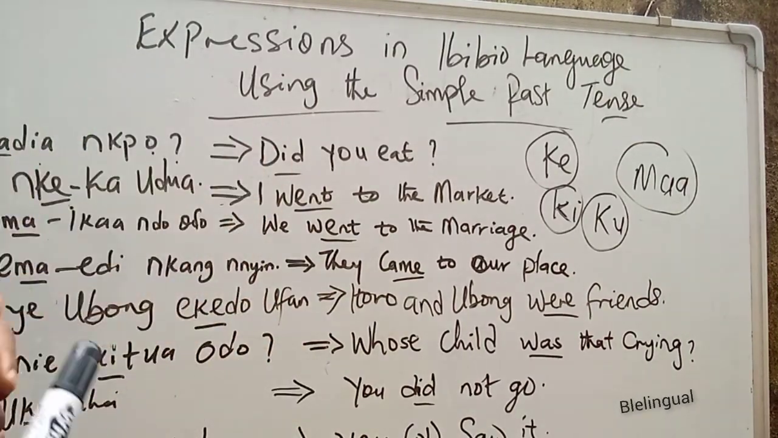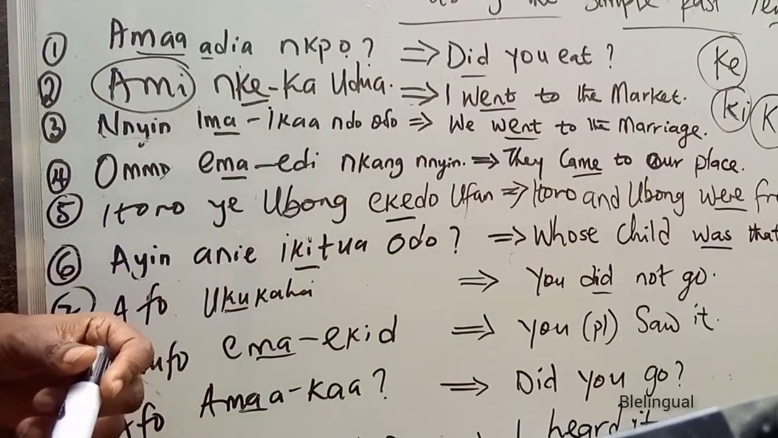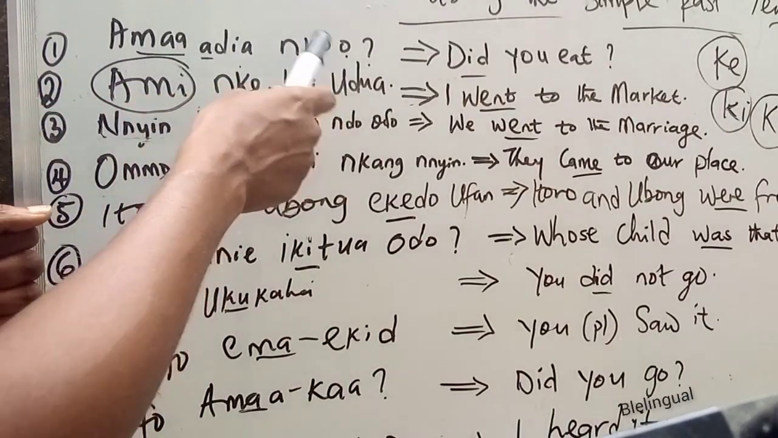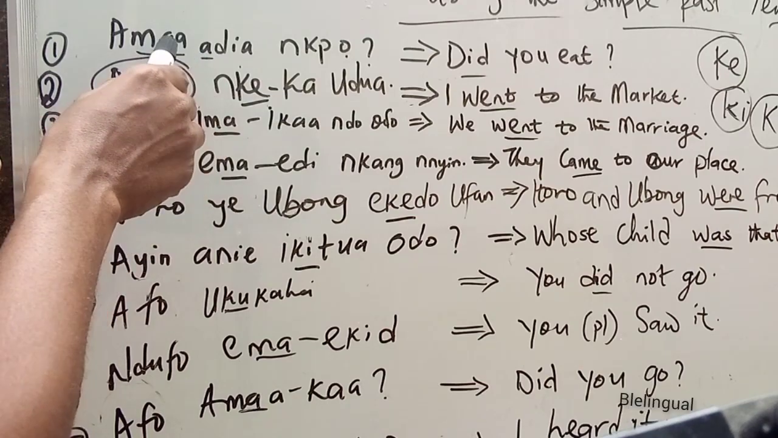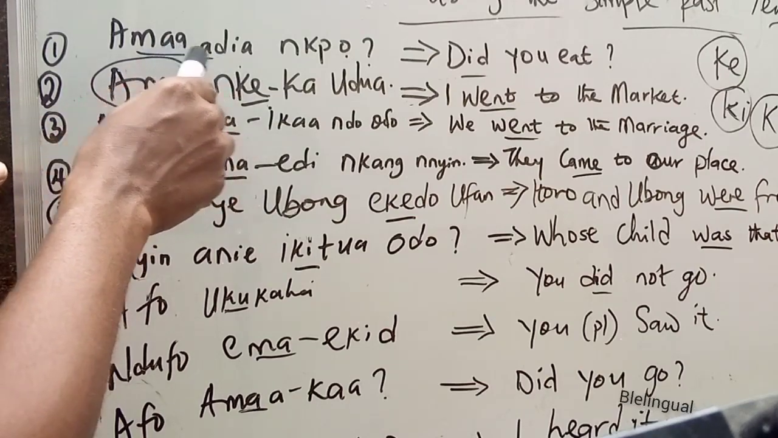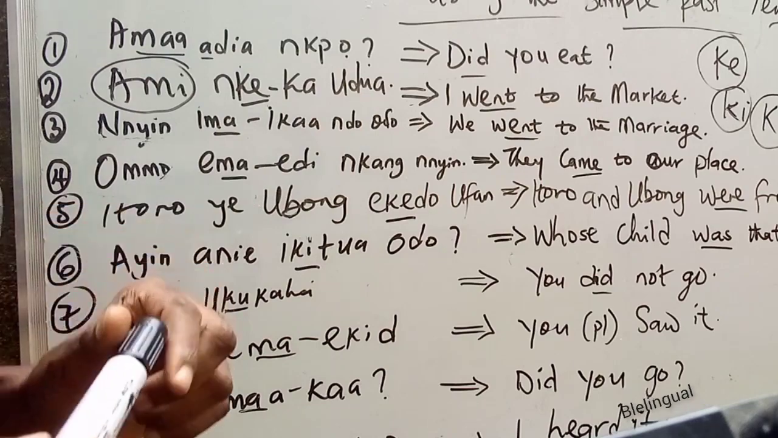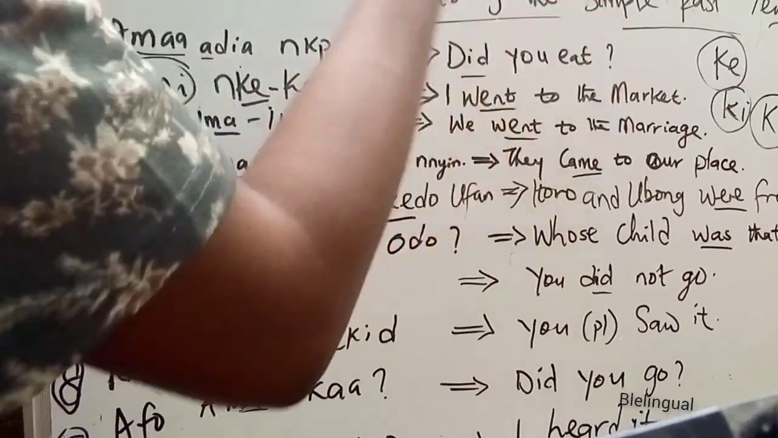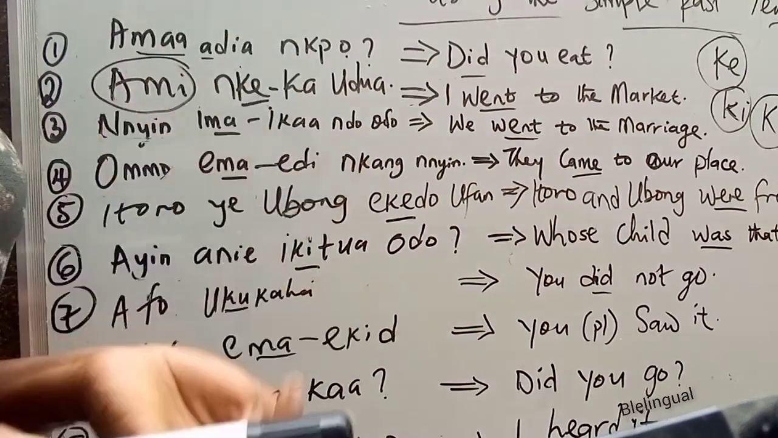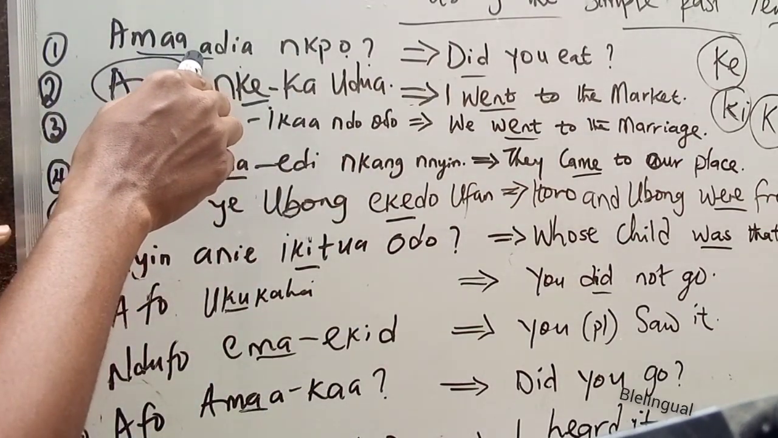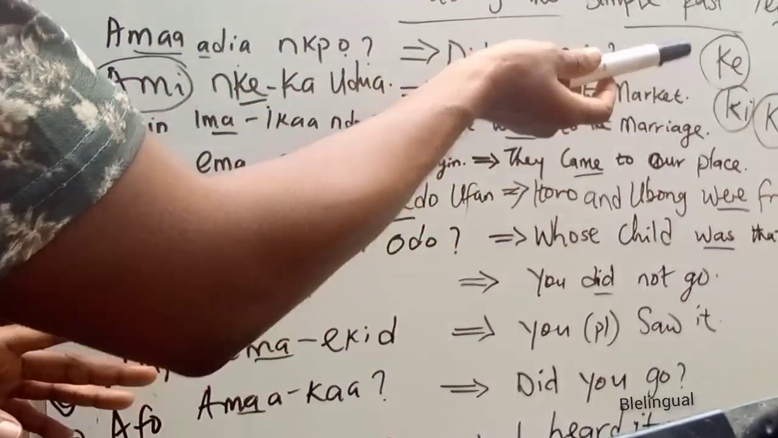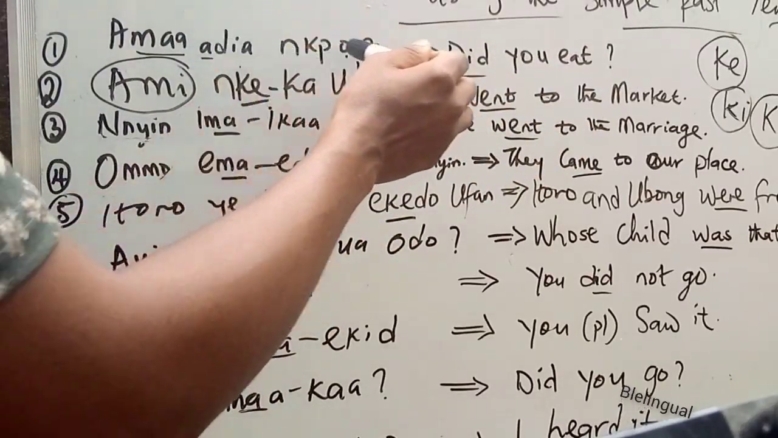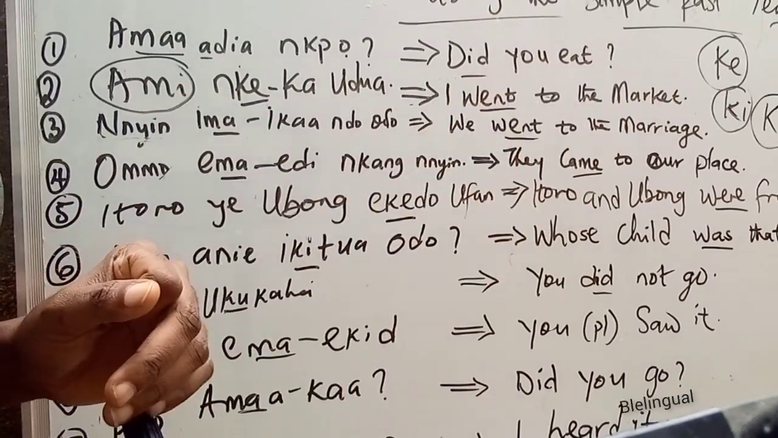So, for example, we have here on the board, ama diambo. Ama here, ma is a past tense marker. So, ama diambo, did you eat? Dia is the verb, while ma is the past tense marker. So, ama diambo, did you eat?